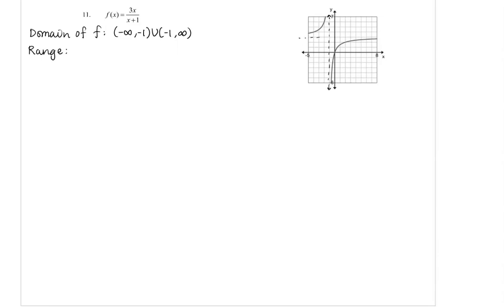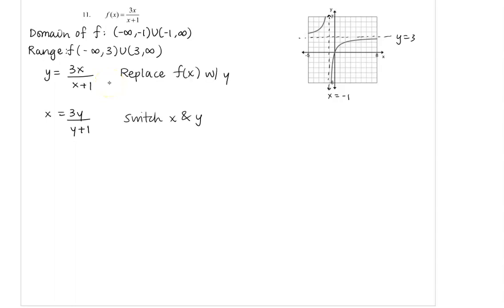And the range of the function is all real numbers except where the function has a horizontal asymptote at y is equal to 3. So the range is all real numbers except for 3. So now that we know the domain of f and the range of f, let's go on to find f inverse. I'm going to start off by replacing f of x with y. And then I'm going to switch my x's and my y's. So all of my y's will become an x, and all of my x's will become a y.